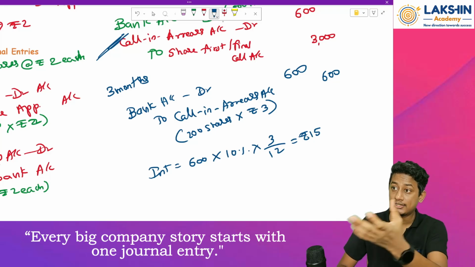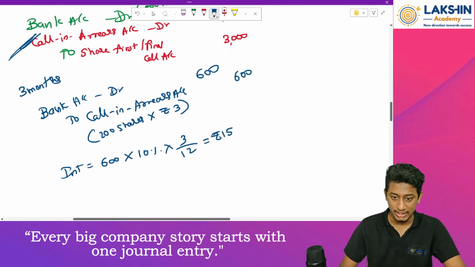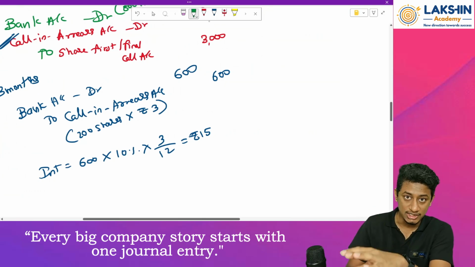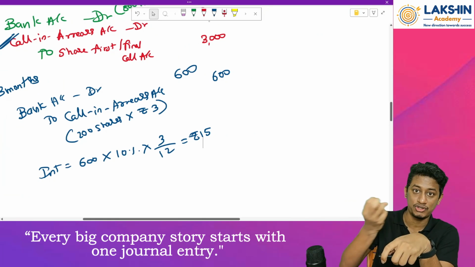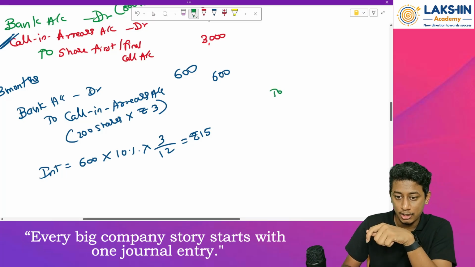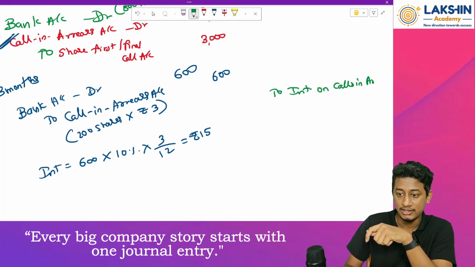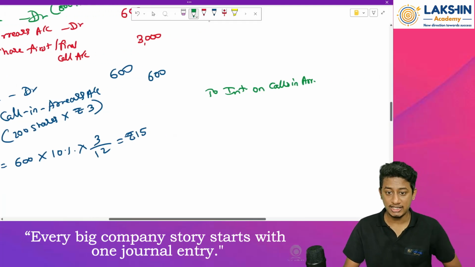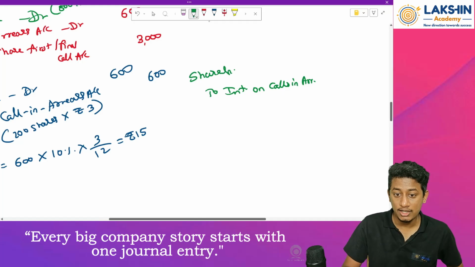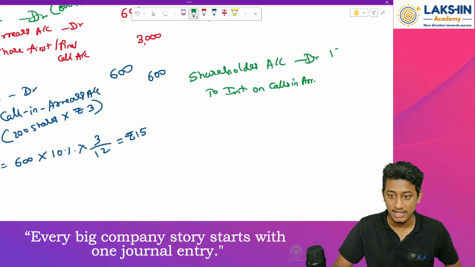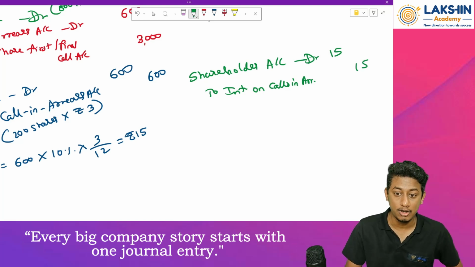Now, how will I collect this? So the entry for this will be, is interest an income or expense in this case? Tell me this, on calls in arrears, if I am supposed to receive interest, will it be an income or an expense? It will be an income. So because of that, to interest on calls in arrears. Okay, this is my first entry. Debit what? Debit shareholders account. Why? Because shareholder will be my asset in this case. So because of that, 15 rupees as the interest is pending on the calls in arrears.